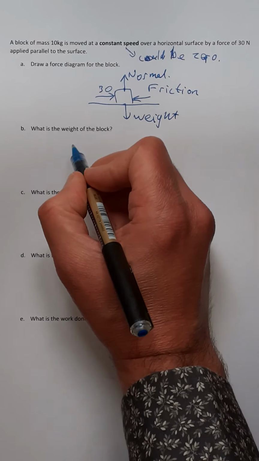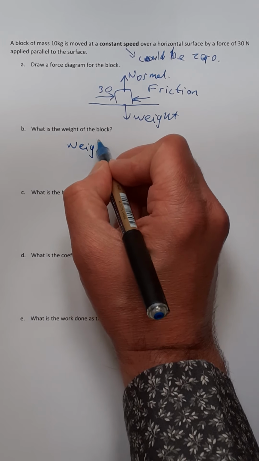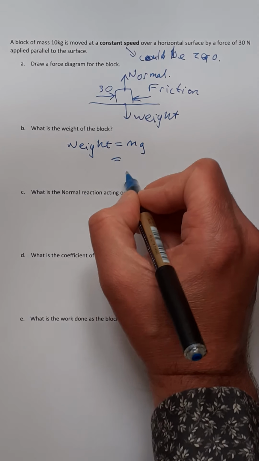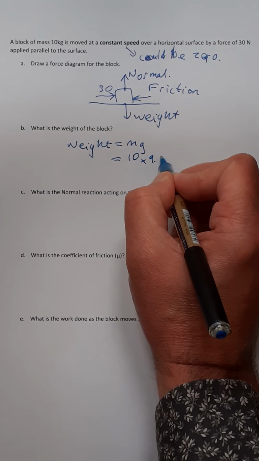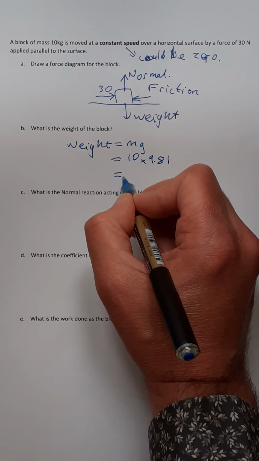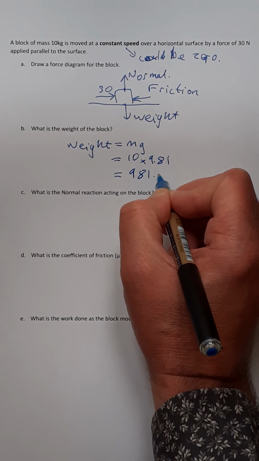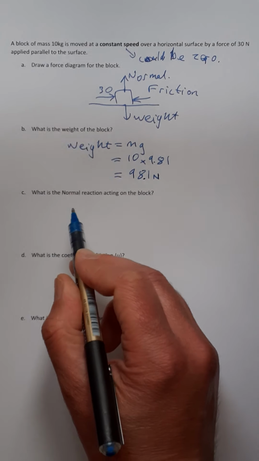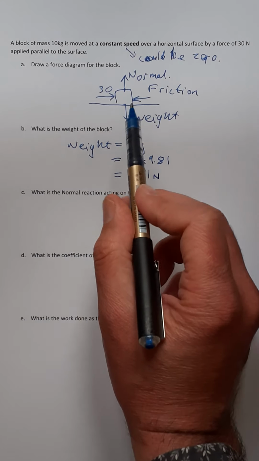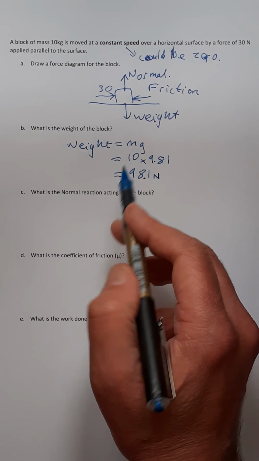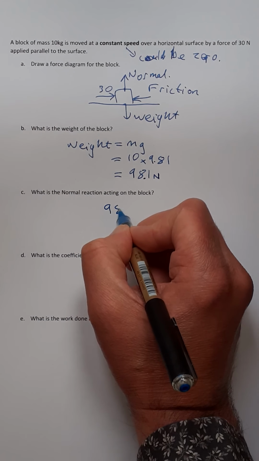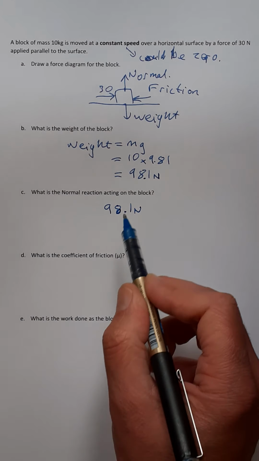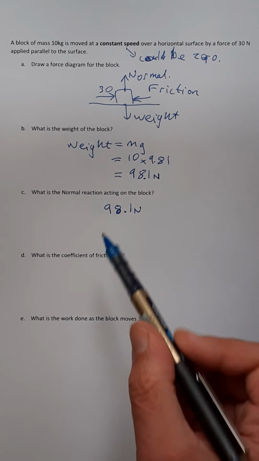So the weight of the block, again, I'm going to say that the weight is always going to be mg. I know the mass is 10 times by 9.81, assuming we're on Earth, 98.1 newtons. And then again, the normal reaction, these are the only vertical forces that are acting. So the normal reaction must be 98.1 newtons, because otherwise it would be accelerating up or accelerating down.